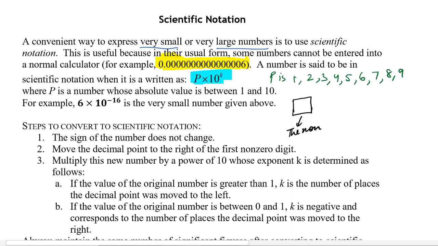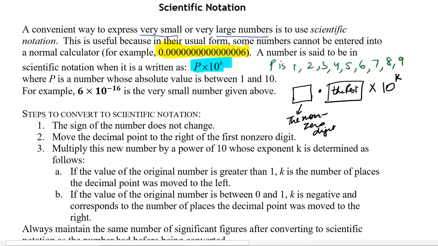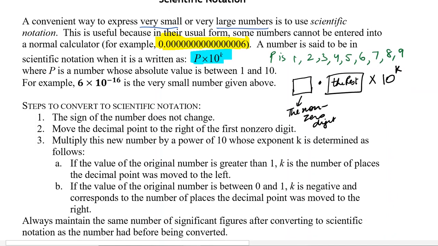And the form of scientific notation is, we write the very first non-zero digit in the first place, and then we put the decimal sign, and then we write the rest of the number. And depending on where we put the decimal sign, we write 10 raised to power k, where k is the power. It can be a positive or negative power.